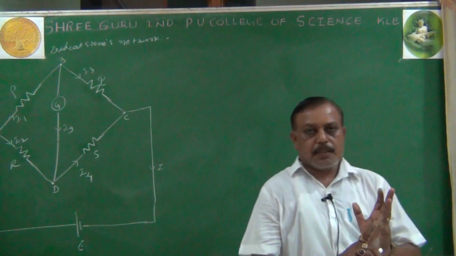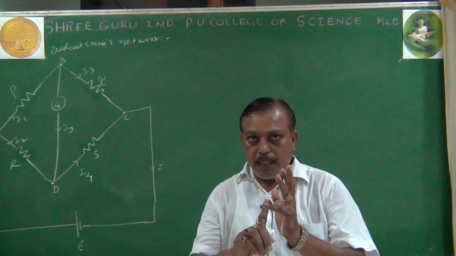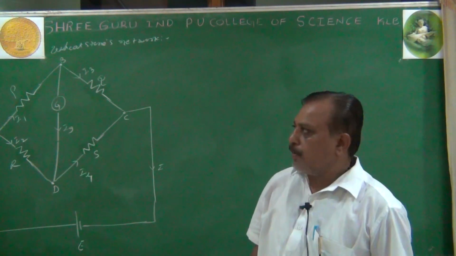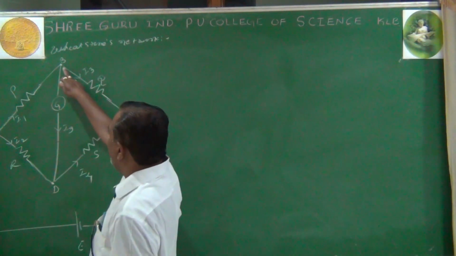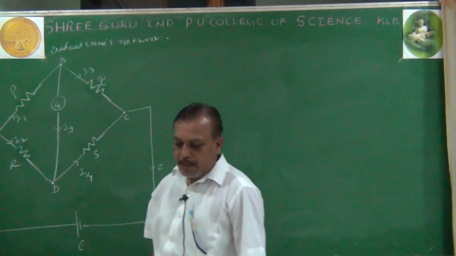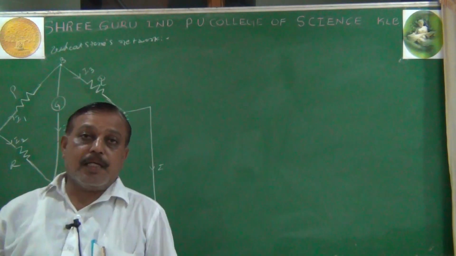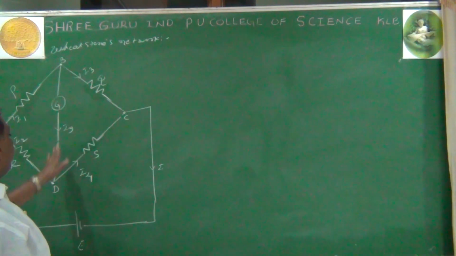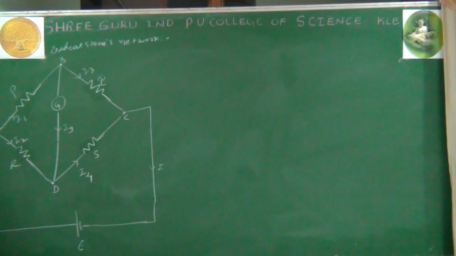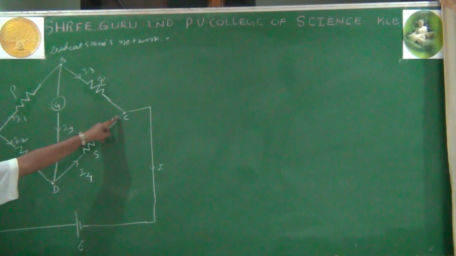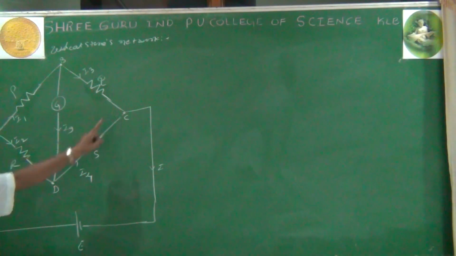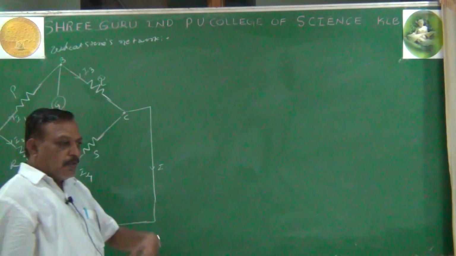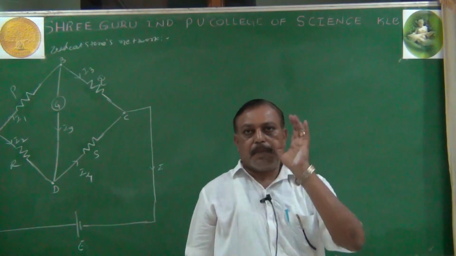The first hint: apply the KCL to the points where the galvanometer is connected. What are the points here? The galvanometer is connected at B and D. Second hint: apply the KVL for the battery points including the galvanometer path. What are the battery points? A and C, including the galvanometer path, BD. It means that you make the loop including the battery point and the galvanometer path.